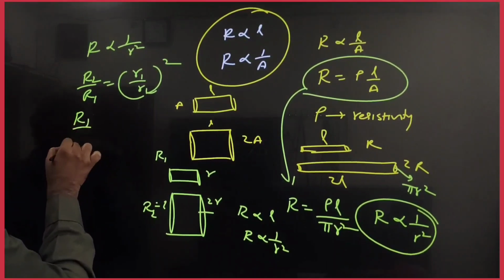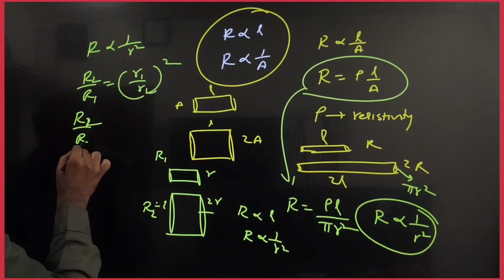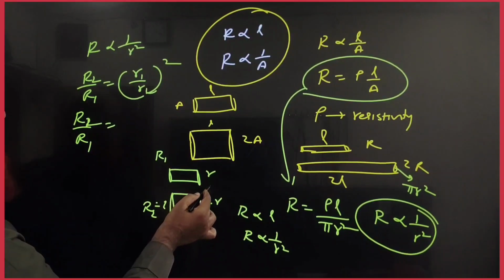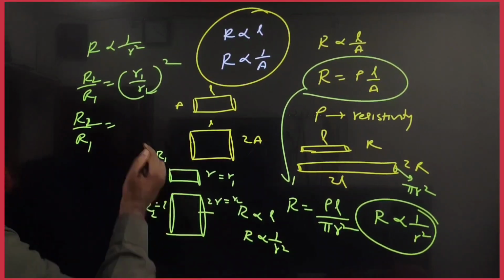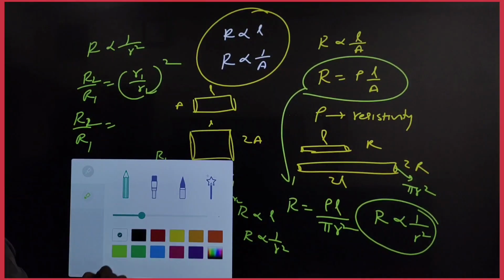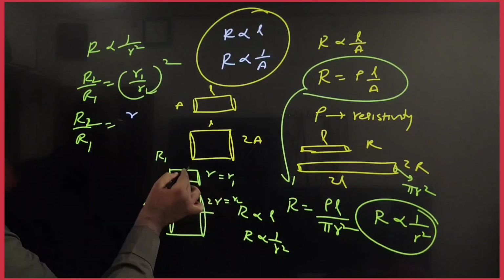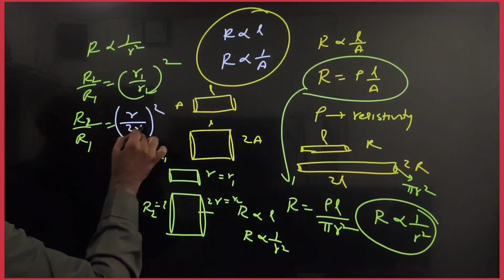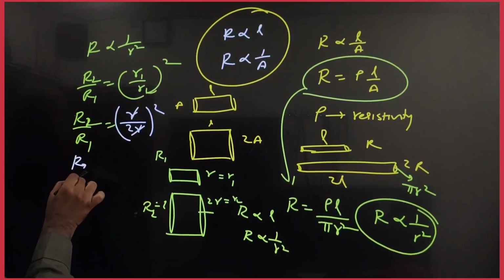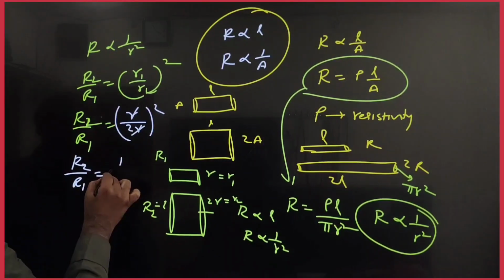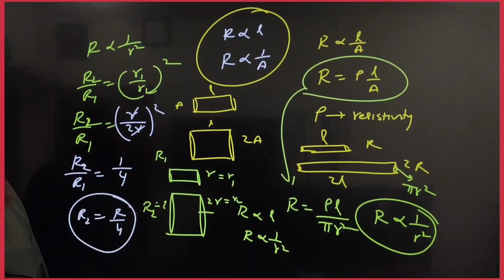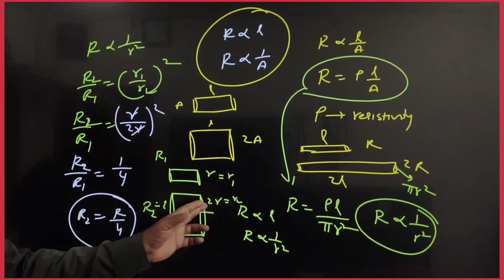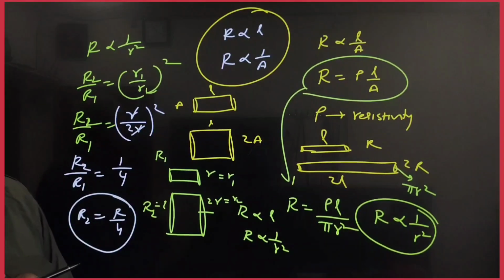So r1 is r, previously, and now it is the doubled radius, r2 is 2r. So we write r, and 2r whole square, the r's getting cancelled here. R2 by R1 is equal to 1 by 4. So resistance is nothing but R by 4. So when radius doubles, resistance becomes 1/4. When radius doubles, resistance becomes 1/4.